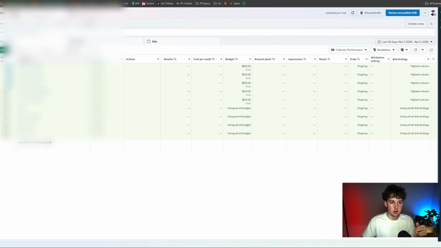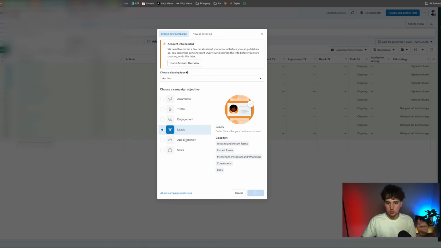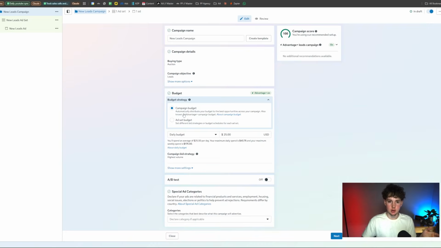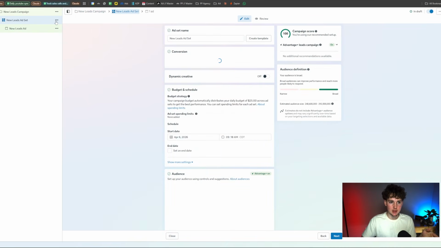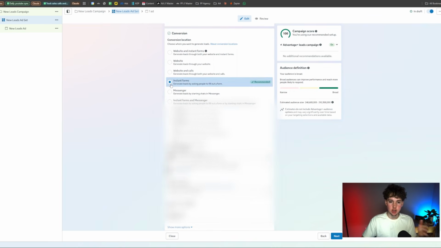In Facebook, you literally just go new campaign, right? You're just going to go leads. You don't need to really do anything now with creating a campaign, because it's just so simple. You go and set your daily budget. Obviously, you know how to do that. You just have campaign budget on. You're going to have a video ad set. You just duplicate this, and then you have an image ad set, and you just name it. I usually just name it video ad set, broad targeting. Just go instant forms. We're going to talk about that as well. But that's literally all you do.